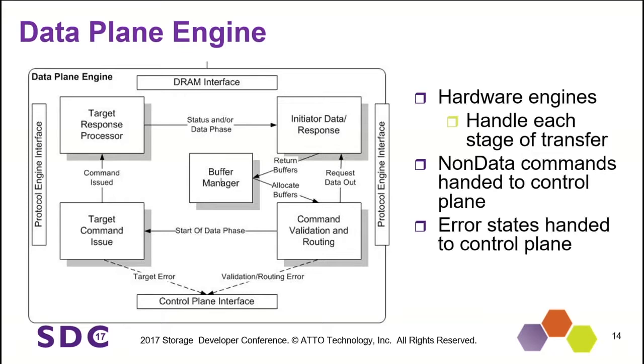Okay. All right, so the steps that I showed before are all represented here in blocks. The only difference is that you have hardware blocks that are doing it, because this is your fast path engine. So you're still going to do your command validation, your routing. You're still going to have to issue a target command. You're still going to have to take your response and do your data transfer. You're still going to have to respond back to the host. All of those phases are represented here.